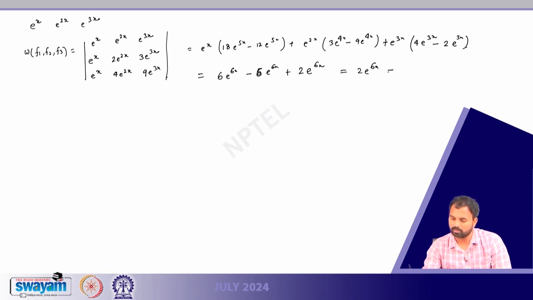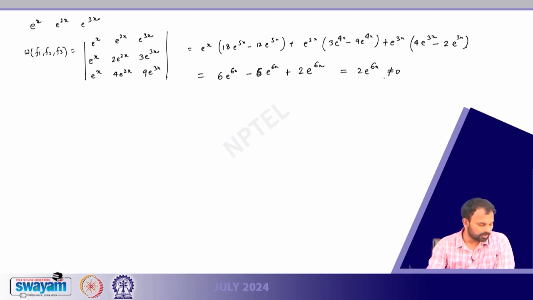So this is non-zero. So did I do the calculation correctly? So we have 18, then 12. So 18 minus 12. Then we have 3 minus 9. And then when we have e to the power 3x, then this will be 4 minus 2, right? So this is becoming 2 e to the power 2x, right? So these are basically the linearly independent functions.